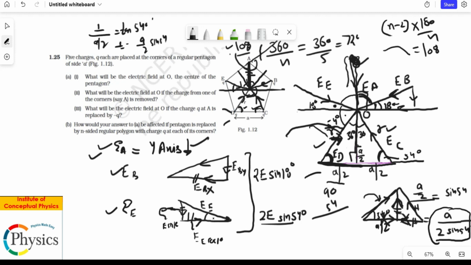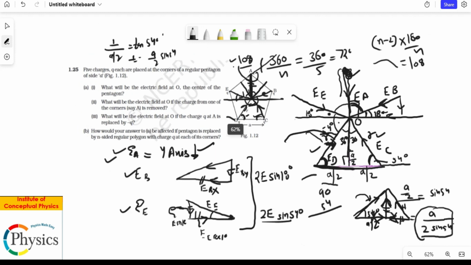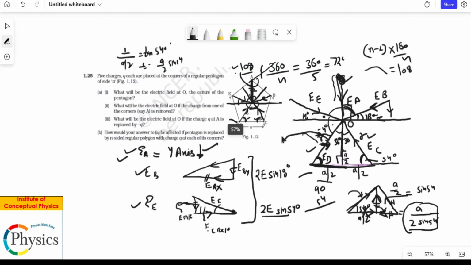So if you were to write the values now, the values are pretty straightforward. If you were to write the values of the electric field, the electric field due to any charge in terms of the magnitude is given by KQ by the distance square, which is KQ by A by 2 sine of 54, whole square, right? And then of course, this one is downward, so put a negative sign, and these are getting added upward.